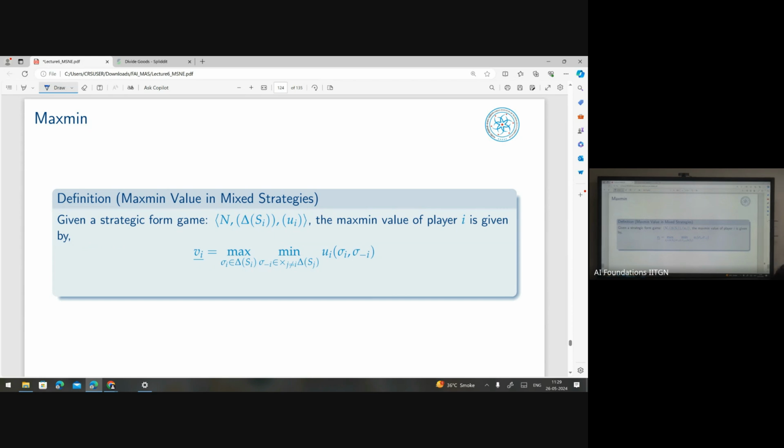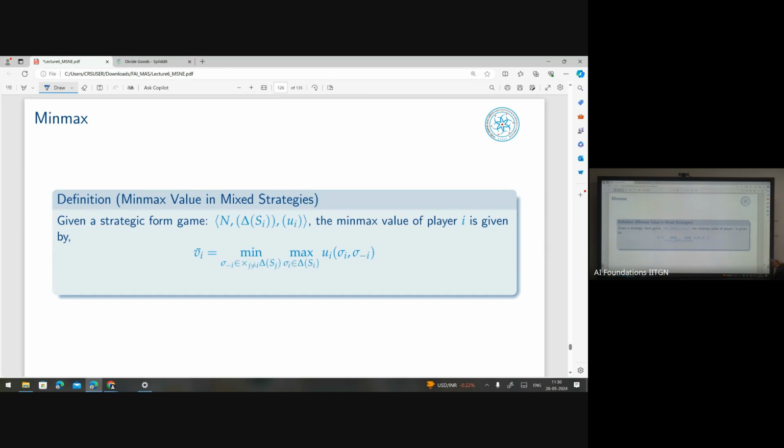So here we are looking at the maximum. Similarly, we can define the maximin, and any mixed strategy that guarantees me this value is a maximin mixed strategy. And similar to the previous case, we can see here as well that my mixed strategy Nash equilibrium will guarantee me at least the maximin value.